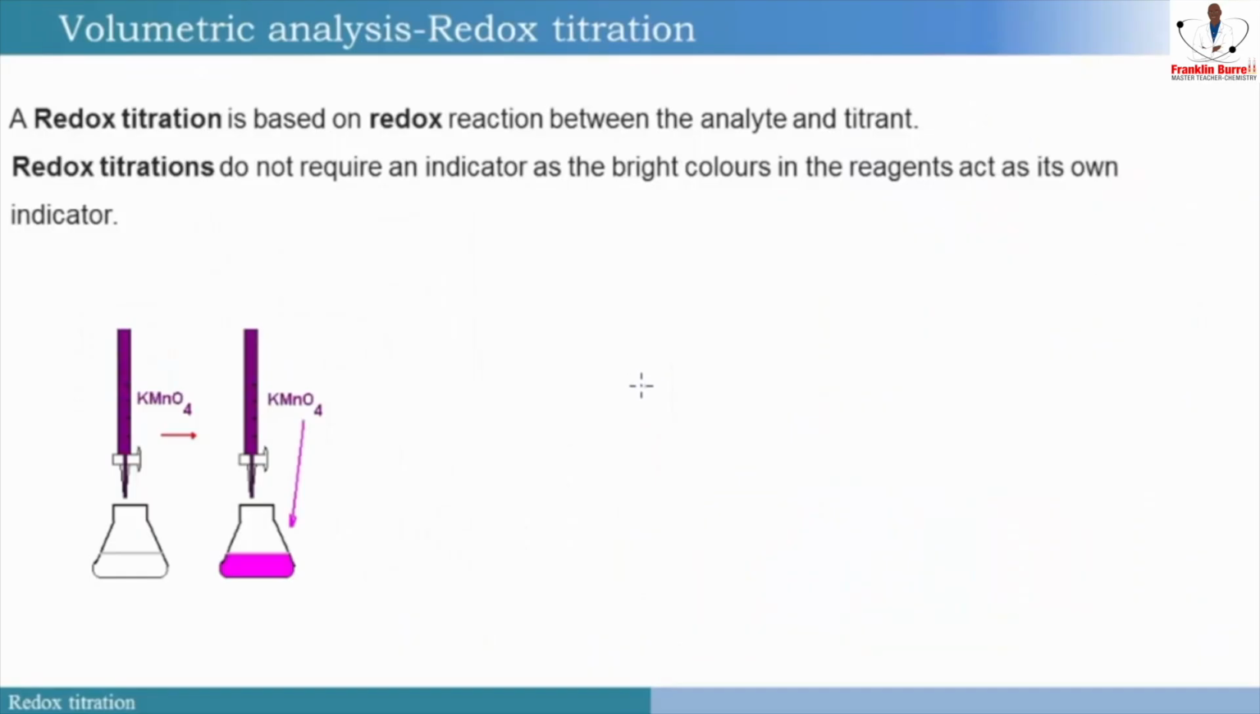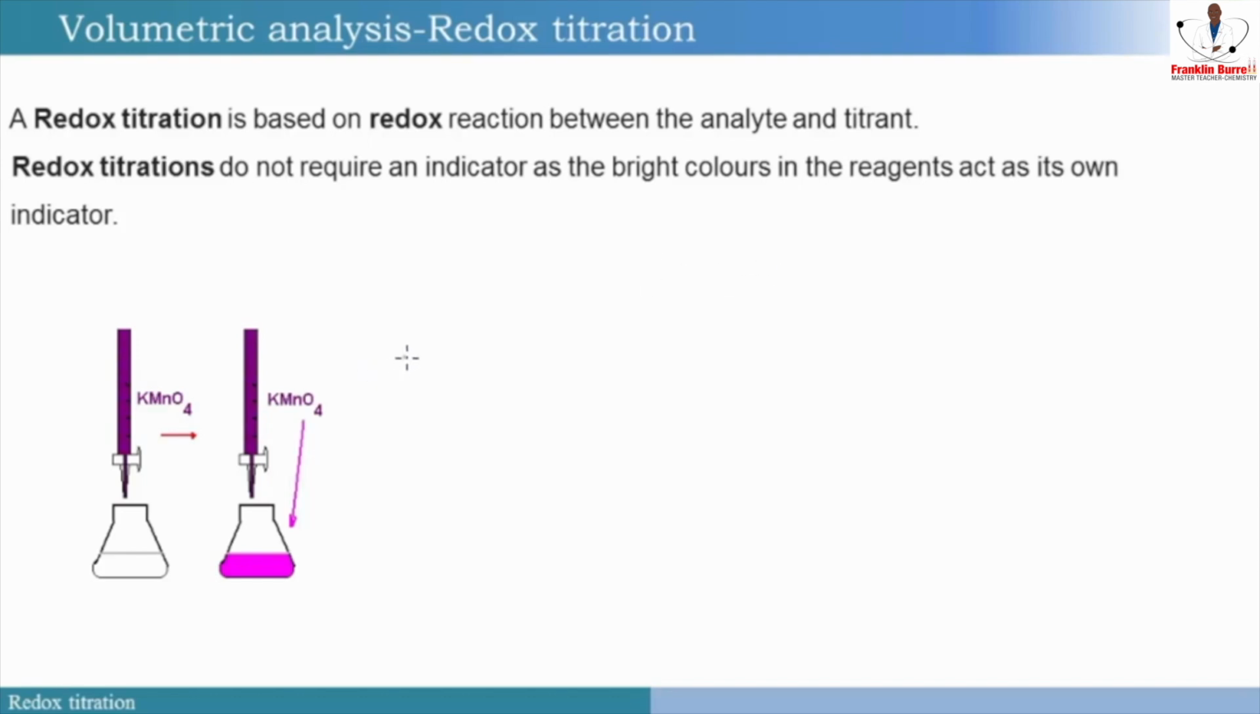In a redox titration, the same procedure would be carried out in terms of your table, taking your volumes of your titrant, and even pipetting out the volume of your titrand or the analyte. Now, the difference between redox and acid-base titration is that in redox, we do not use an indicator. The strong colors that come with your oxidizing and your reducing agents act as their own indicator.